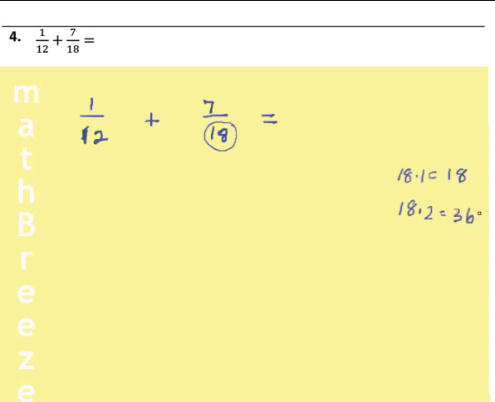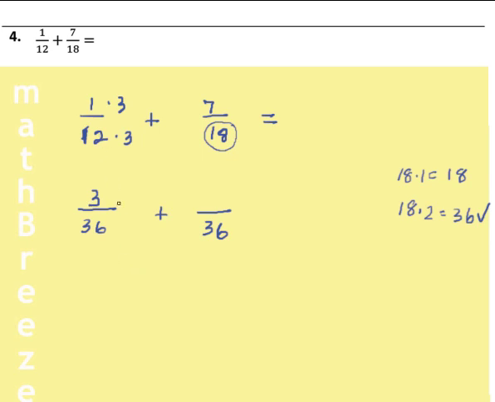And 12 does divide evenly into 36, so that's our common denominator. So we're going to change both denominators to the common denominator of 36. Again, we take the larger denominator and we just look at multiples of it until we hit something that the smaller denominator divides into. Okay, so 12 times 3 is 36, so we're going to multiply numerator and denominator by 3 to get our equivalent fraction.